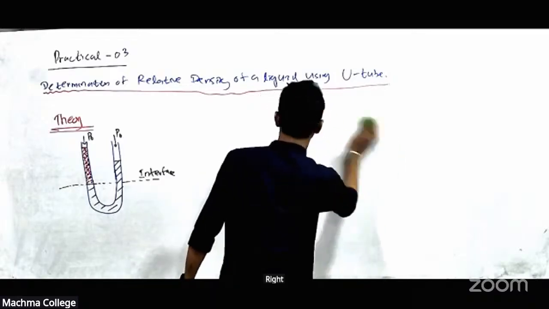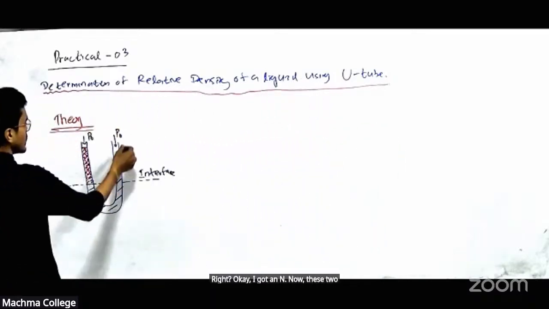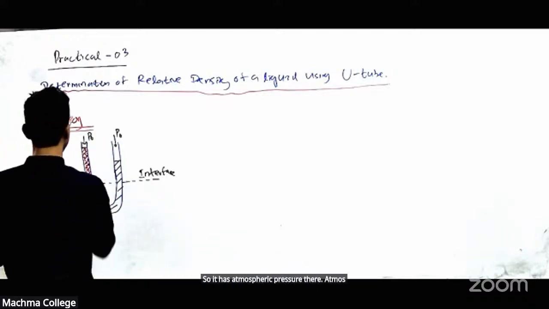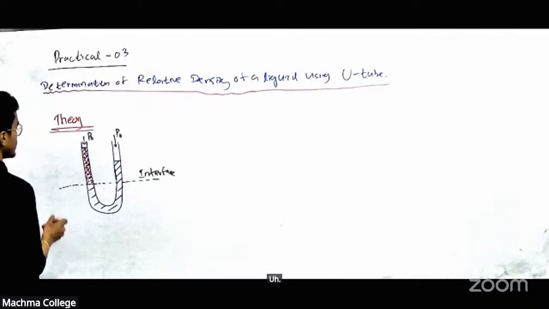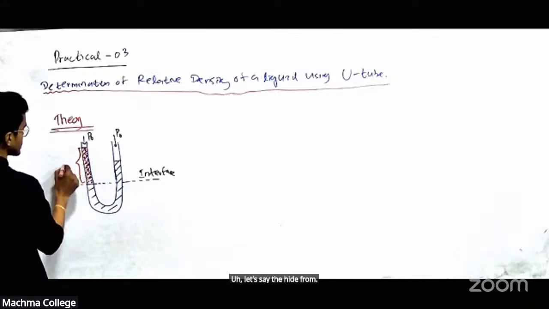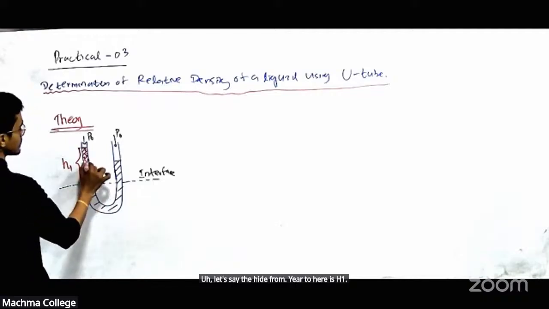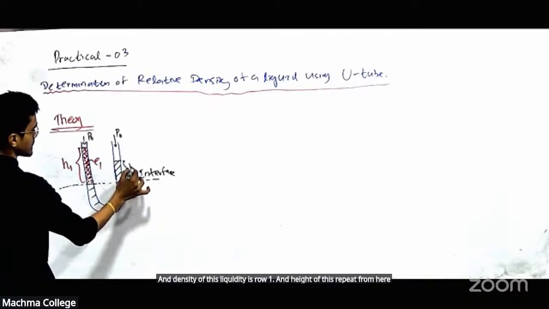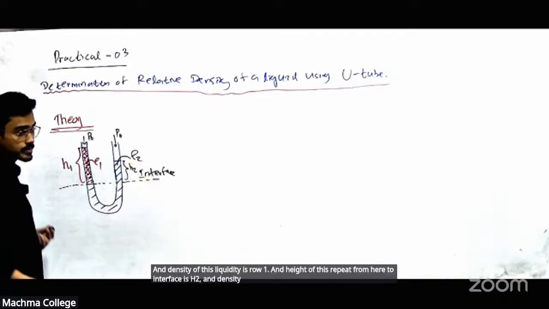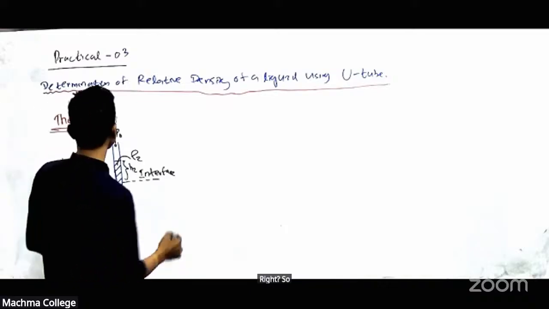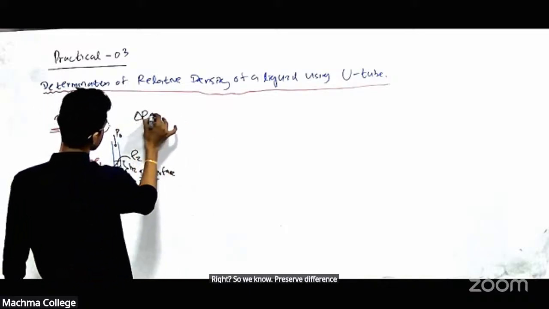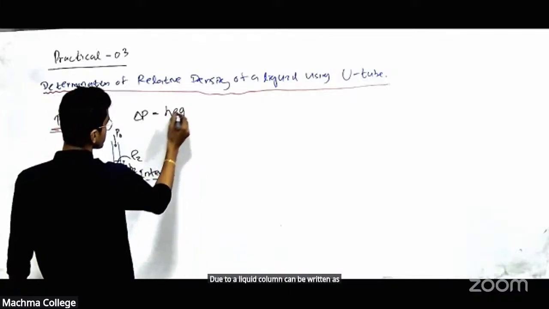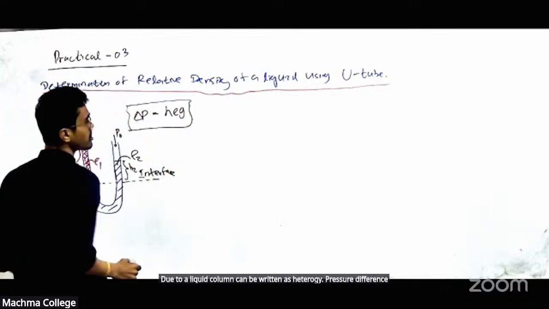Okay, now these two limbs are open to atmosphere. So it has atmospheric pressure there. Now, let's say the height from here to here is H1 and density of this liquid is ρ1, and height of this liquid from here to interface is H2 and density of this liquid is ρ2. So we know pressure difference due to a liquid column can be written as H rho g.